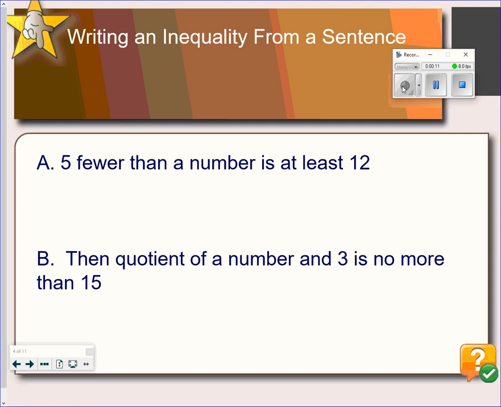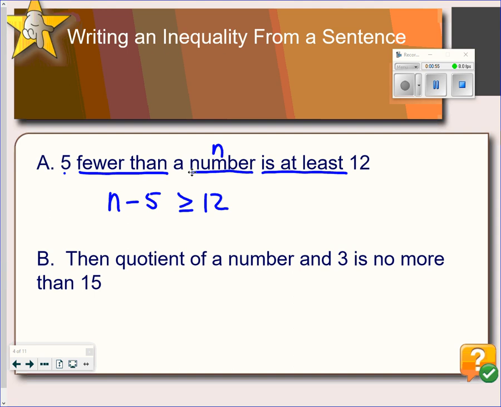So we have this statement: 5 fewer than a number is at least 12. We want to rewrite that as an inequality. First thing I notice is that I'm going to need a variable for this word number. Let's call this n. And then if we want 5 fewer than, that means we're going to start with n and take away 5. So n minus 5 would be 5 fewer than n. Is at least 12. So n minus 5 is at least 12, which means it's 12 or greater, so it's going to go like this.